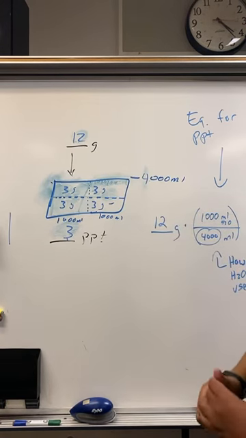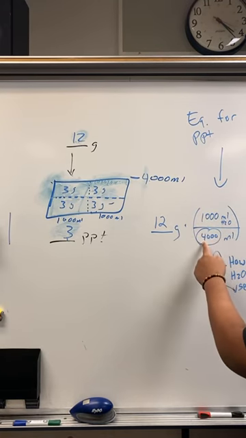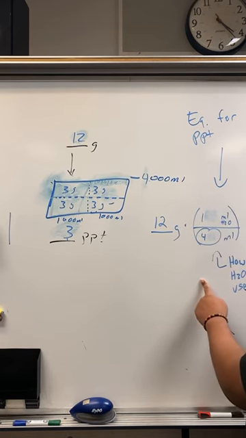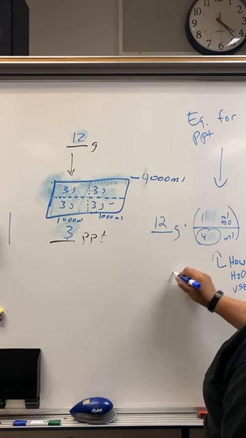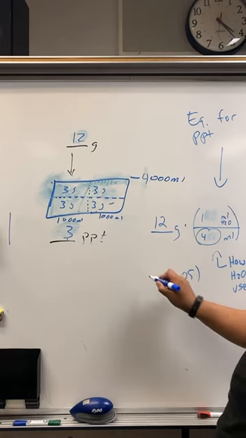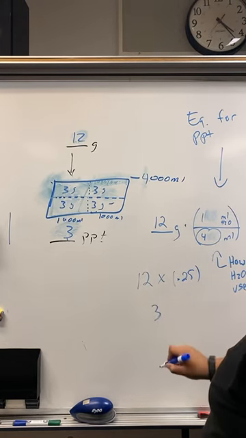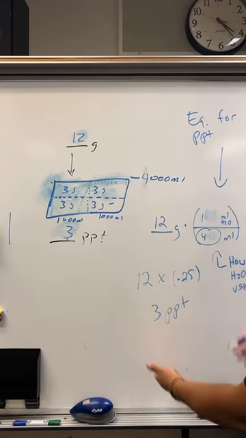Now, I can do this in my head. Maybe you need a calculator, but if you take 1,000 divided by 4,000, it's really like 1 divided by 4. So that gives us 0.25. 12 times 0.25 is going to give us 3 PPT. To me, if I get a simple problem like this, I'd rather just do it in my head. Why am I going to set up the whole equation? I can just do it in my head.